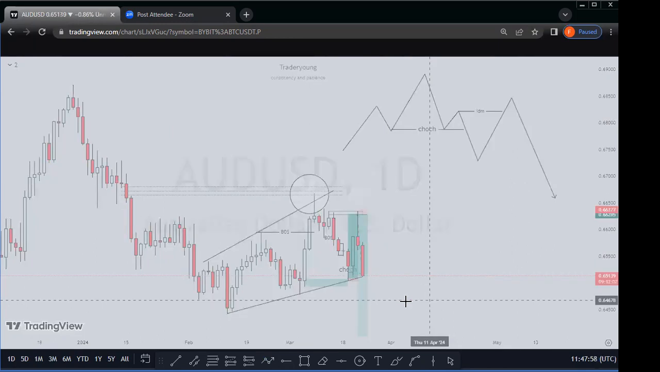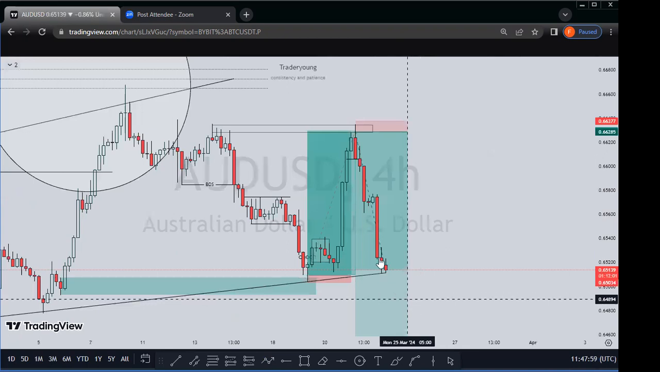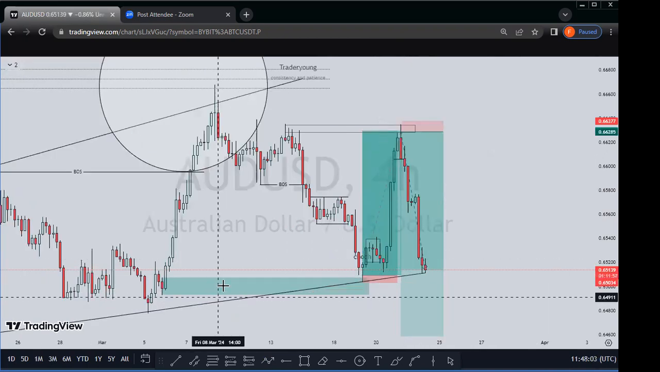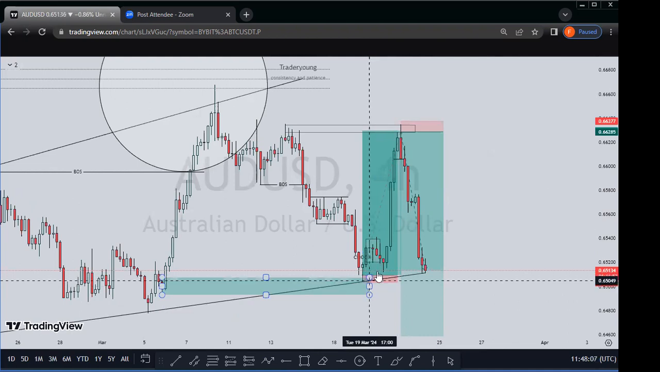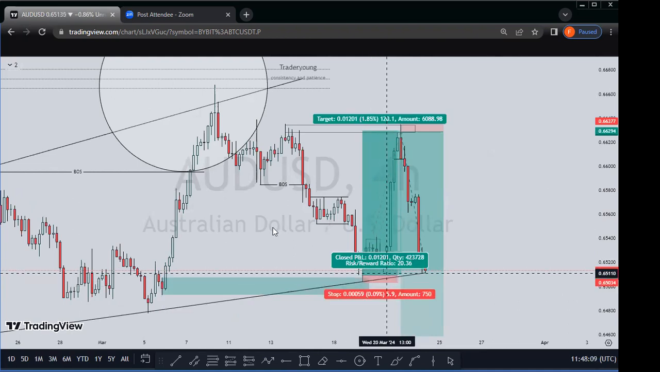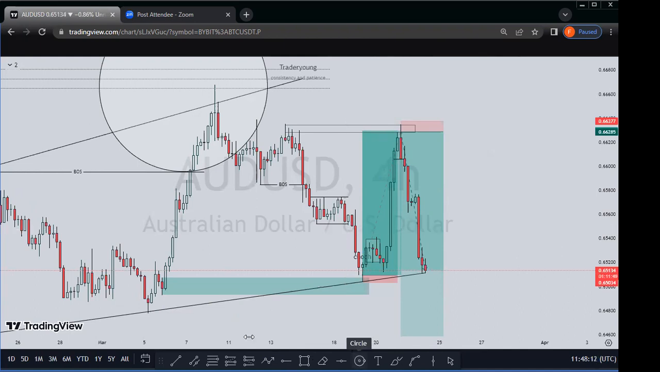I called this for a few of my friends and few of my team. Around this level, we took a buy. You can see the buy from a 1 minute time frame. We took this buy. This is a 1:20. So this is what I was seeing.